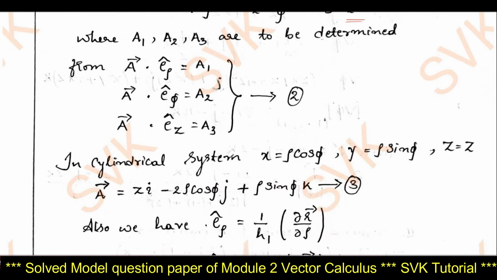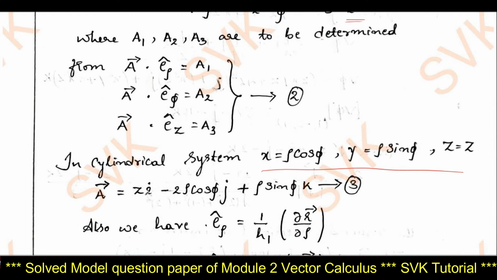In the cylindrical system, we can express x, y, z like this. It is a standard form, so we can denote rho, phi, z in any manner; the variable can be changed there, but I have taken them in terms of rho, phi, z. So x equals rho cos phi, y equals rho sin phi, z is z itself. I will substitute these x, y, z in vector A.